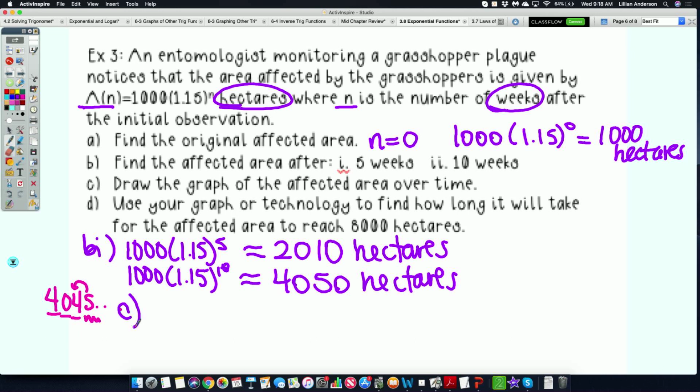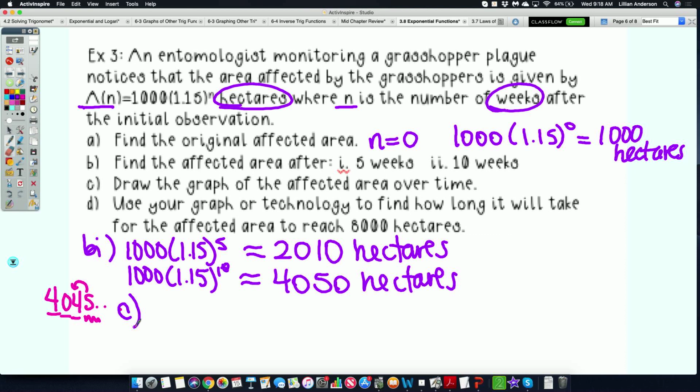All right, part C says we're going to draw a graph of the affected area over time. Draw is very different from a sketch. A sketch is just, give me a general idea of what the graph looks like. Draw means you need to highlight and identify some major things. It's an exponential function, so we should at least have a horizontal asymptote. We should have a y-intercept. And we should definitely make sure we're curving in the correct fashion.